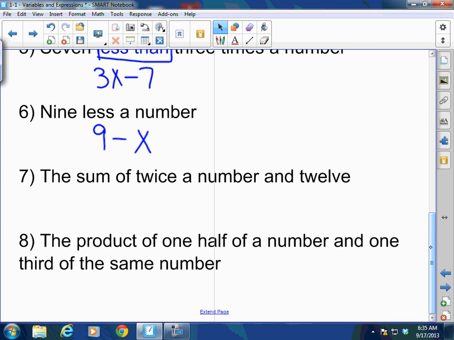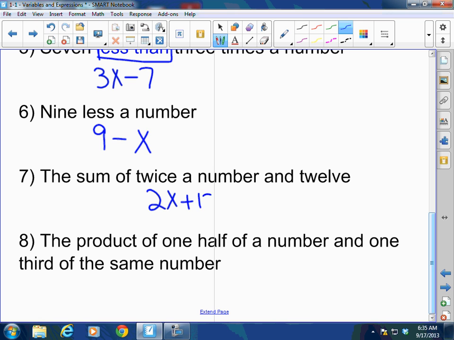The sum of twice a number and 12. The sum of twice a number and 12. So 2 times a number plus 12.